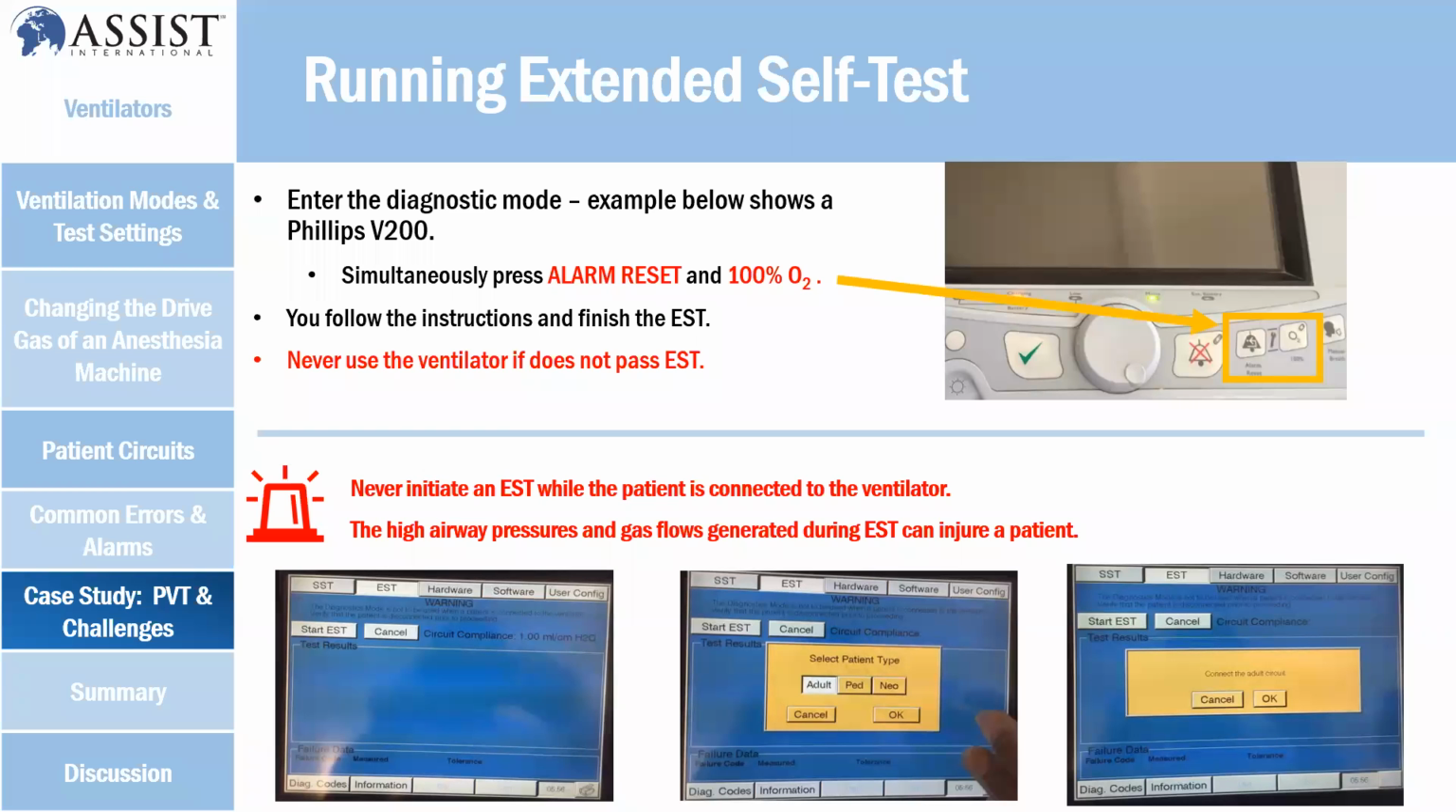So when you do this type of testing, don't connect to the patient. Remember, as a biomedical engineer, you are not working with the patient, you are working with the machine. So you always check the machine properly. When you do the extended self-test, make sure that you check the pressure and the settings, whether adult and all this, and you do the connection.